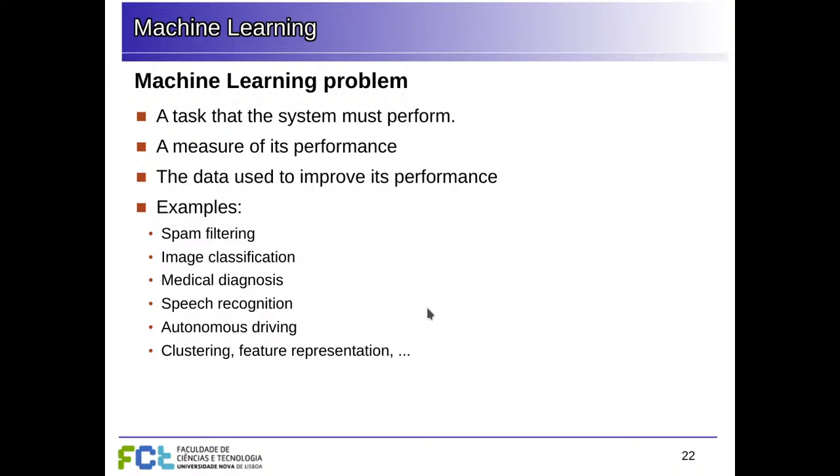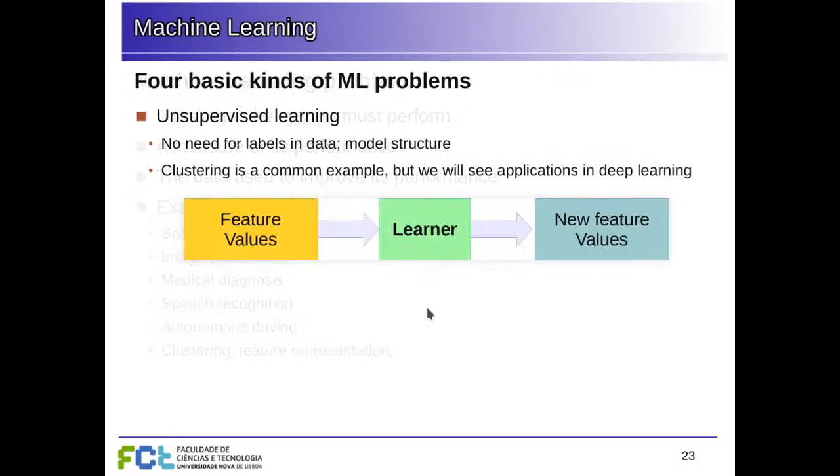And there are lots of examples of machine learning that are used today for filtering spam messages, classifying images, doing diagnostics, like with diseases and things like that, speech recognition, and so on. So there are many cases where we do not know explicitly how to solve the problem, but we can provide a machine learner with lots of examples and let it learn how to solve the problem. And this is the basic idea of machine learning.